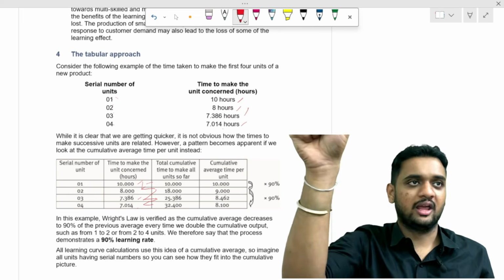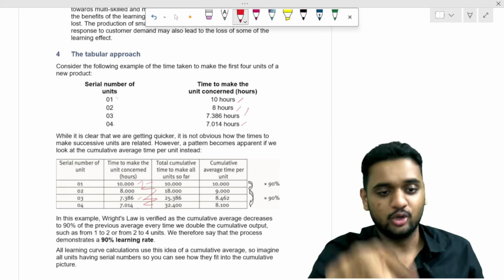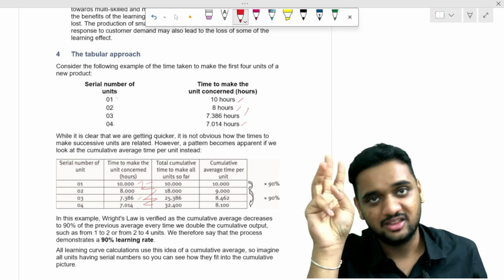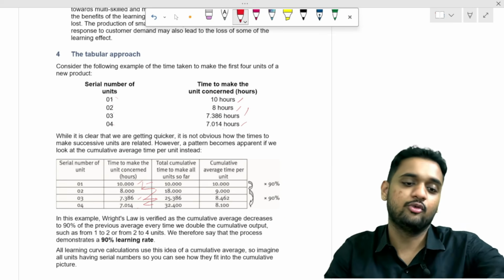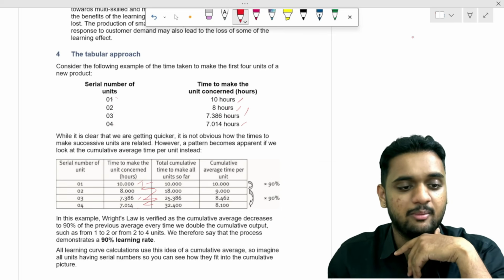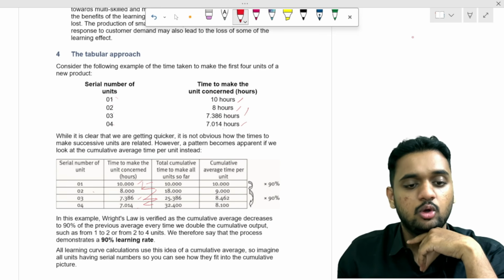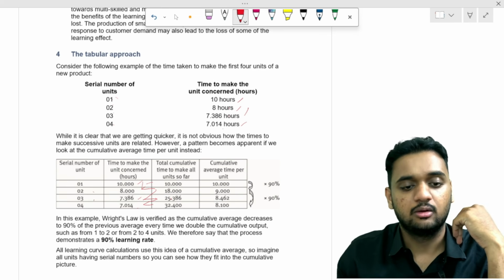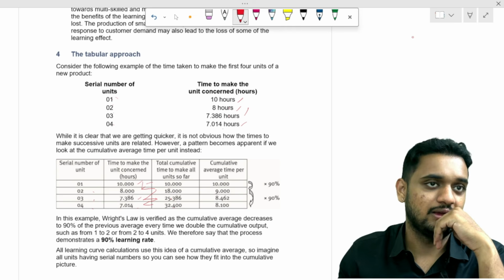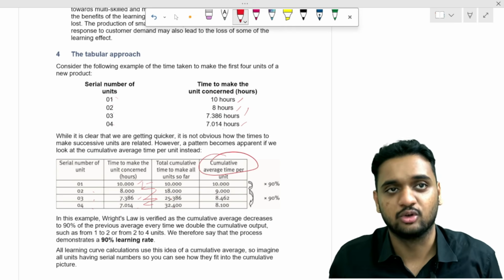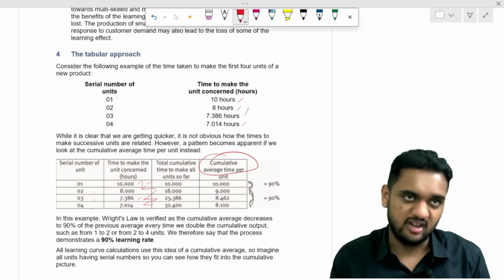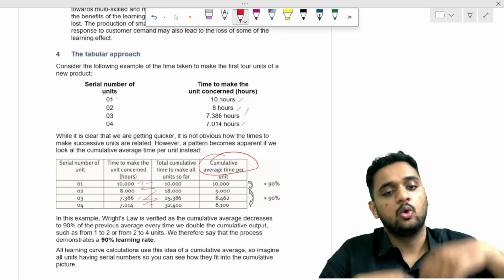1 unit, what is the total time? Divided by 1 unit. 2 units, what is the total time? Divided by 2 units. 3 units, what is the total time? Divided by 3 units. 4 units, what is the total time? Divided by 4 units. That is what they found in the 4th column. 10 divided by 1, 18 divided by 2, 25.386 divided by 3, 32.4 divided by 4. That is the cumulative average time, and that is what we want to find out in this question. Understood, all of you?